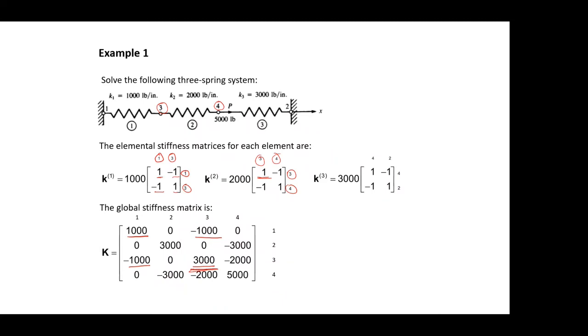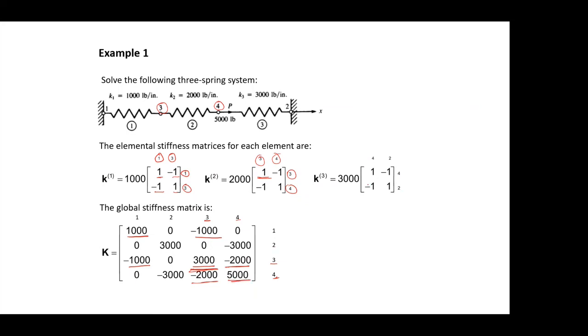So 1,000 plus 2,000 is going to be 3,000. If you look into the second entry, it is 4 and 3. So this is 4 and this is 3. So it is minus 2,000. And then you have 3 and 4. This is 3 and this is 4. So I have the minus 2,000 to be inserted here. And then finally, I have the 2,000 at 4 and 4. So I have 2,000 here.